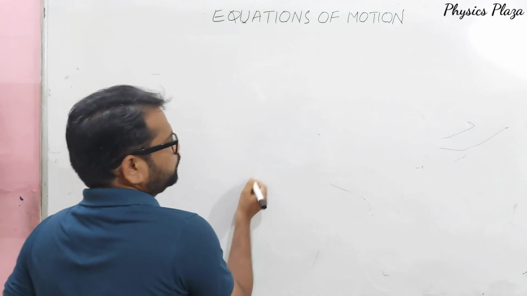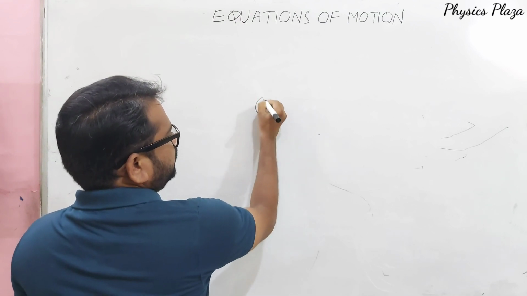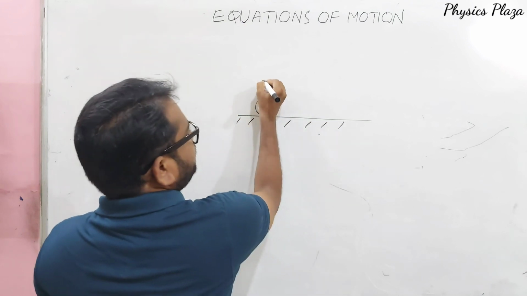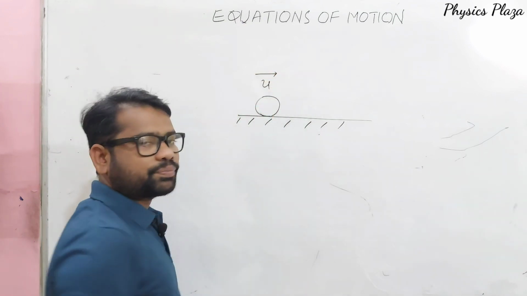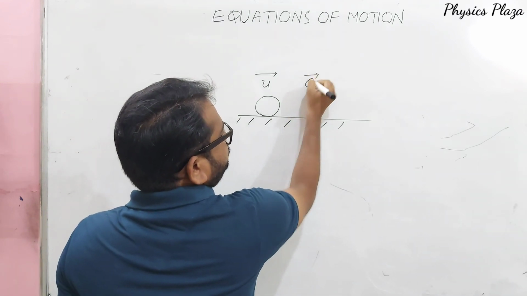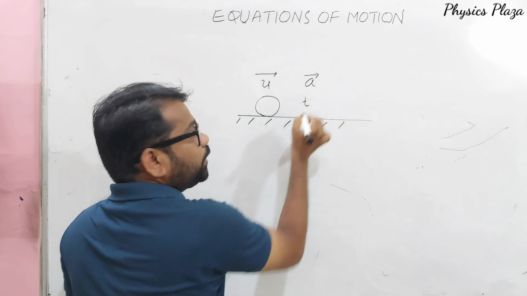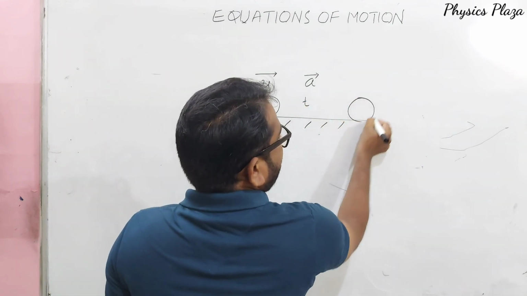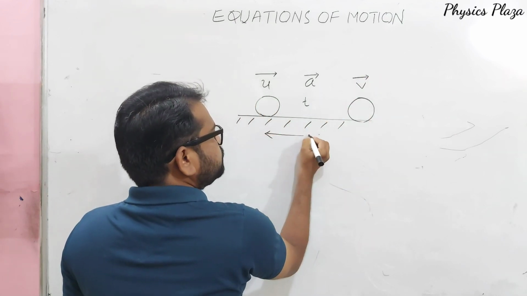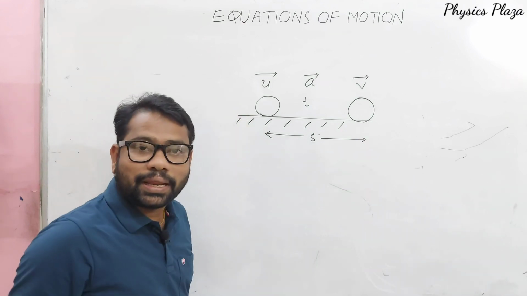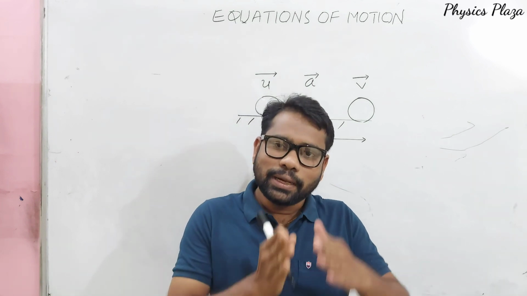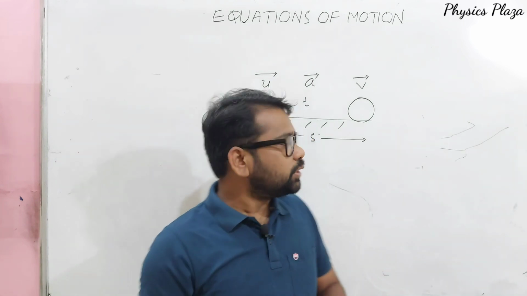Suppose here is an object. It is going along a straight line path with an initial velocity u. This object is accelerating uniformly with acceleration a, and in a time t, it attains final velocity v. During this journey, it covers some distance. Children, can I say it is also displacement? Of course, because along a straight line path, distance is equal to the displacement. So this is the situation.